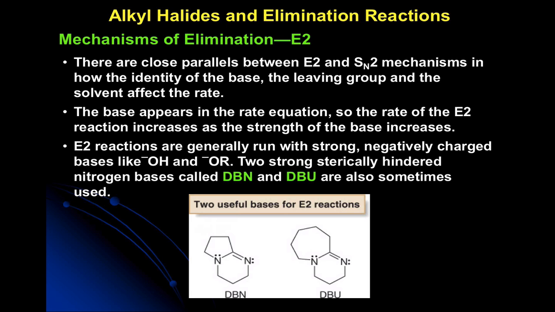Okay? There are two other bases that you need to know, at least by their three-letter acronyms. I am not going to care if you can draw these on an exam, okay? But other bases that are very useful in E2 reactions are DBN and DBU, okay? Diazobicyclononane, diazobicycloundecane. DBN, DBU, good enough for me, okay? Both of these are really good bases for E2 eliminations, okay?